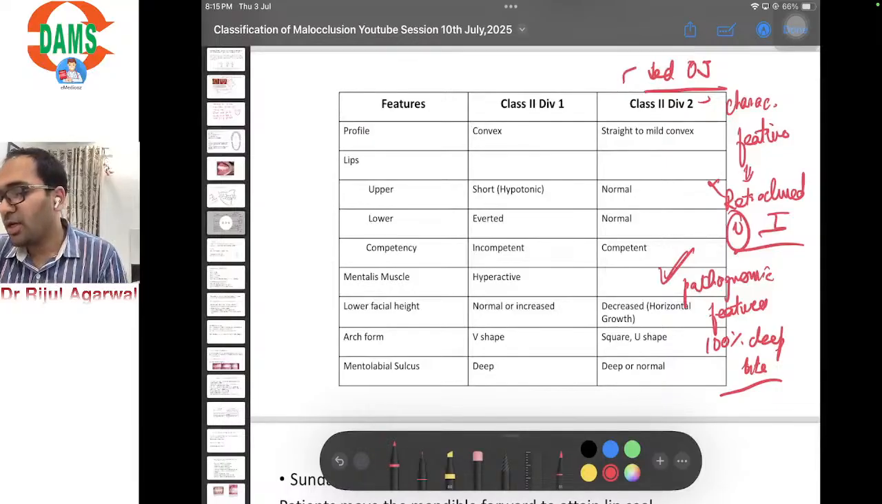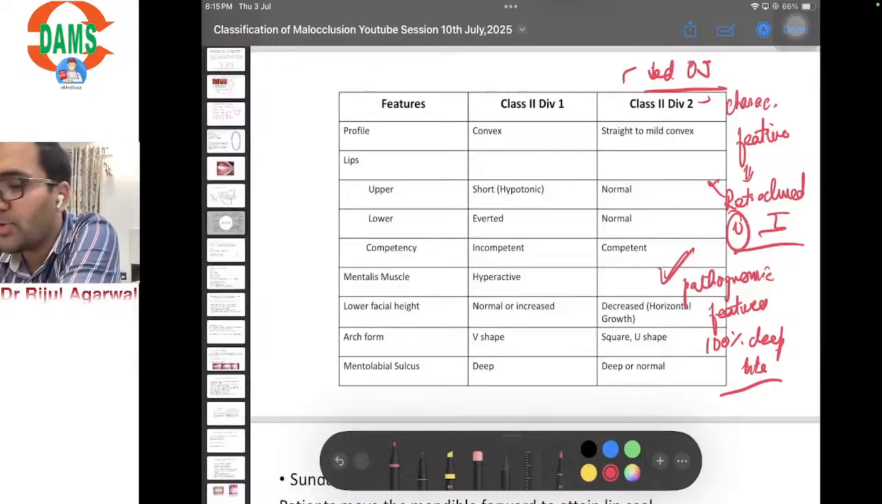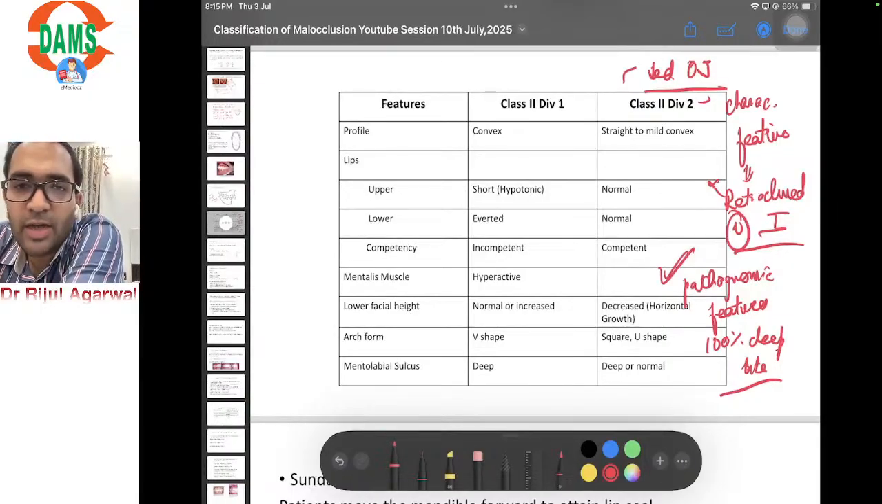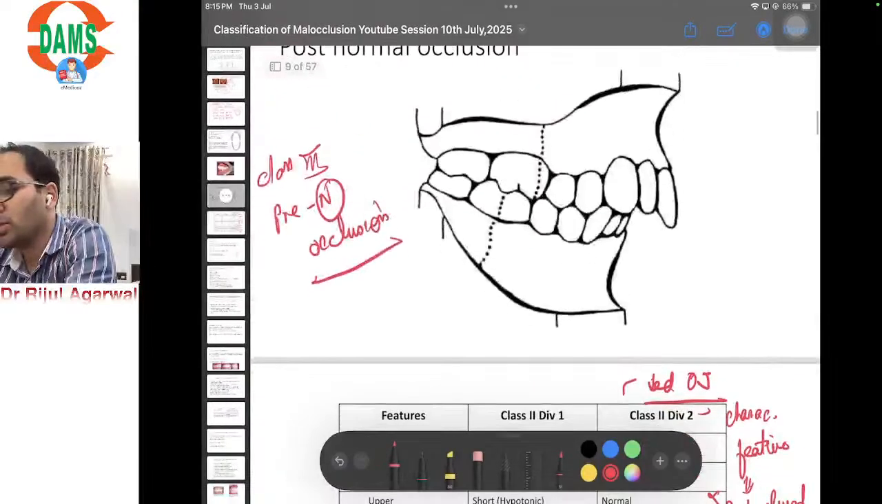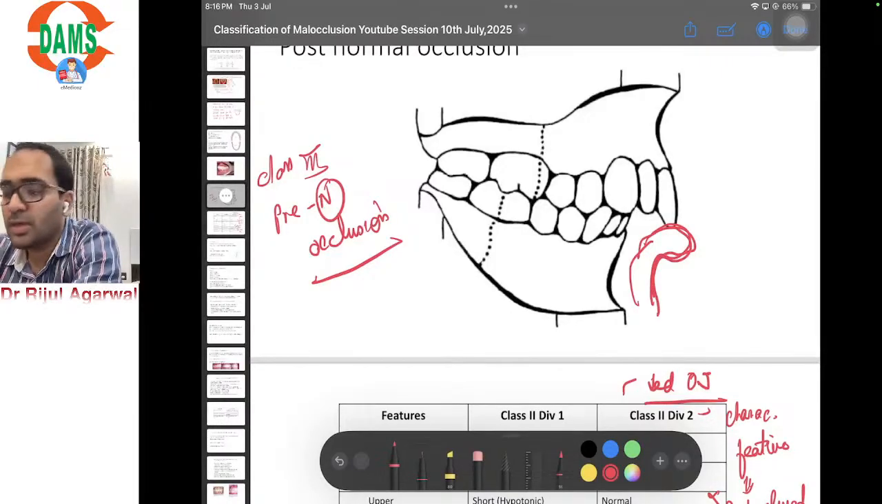So as I was telling you about the characteristic and the pathognomonic features, just be careful what is asked in the MCQ, the characteristic feature or the pathognomonic feature. Coming to the differentiating features between the two, the profile is convex in div 1 and straight to mild convex in div 2. As for the lip, the upper lip is short in division 1 because of the proclination, and in division 2 it is normal. The lower lip is everted. Why? Because the upper incisors tend to impinge on it, leading to eversion. Eversion means outward flaring of the lower lip.